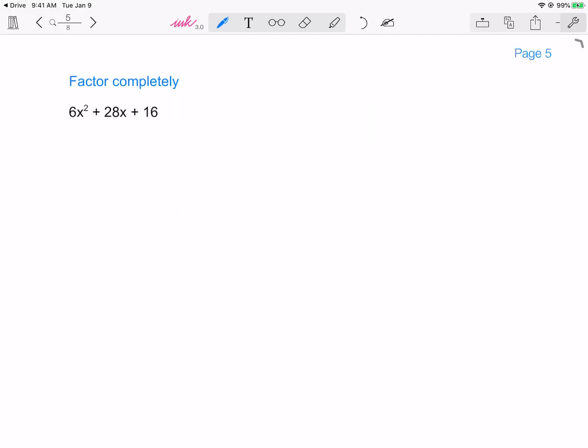Let's try another. Alright, this one is much more fun. First thing I want to do, which I didn't technically say on the last one because I had a coefficient of 1, which meant my GCF was 1. So step 1 is always to find the GCF. Well, 6, 28, and 16 are all divisible by 2. So I'm going to first have to factor out 2. So when I factor out 2, what am I left with?